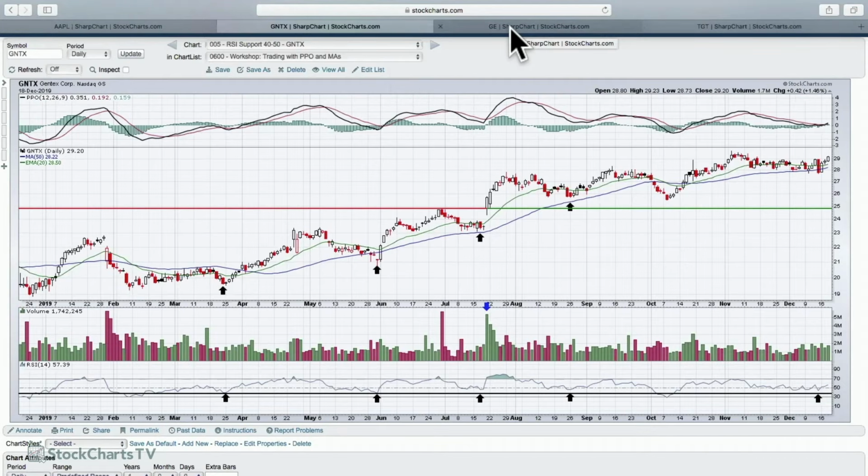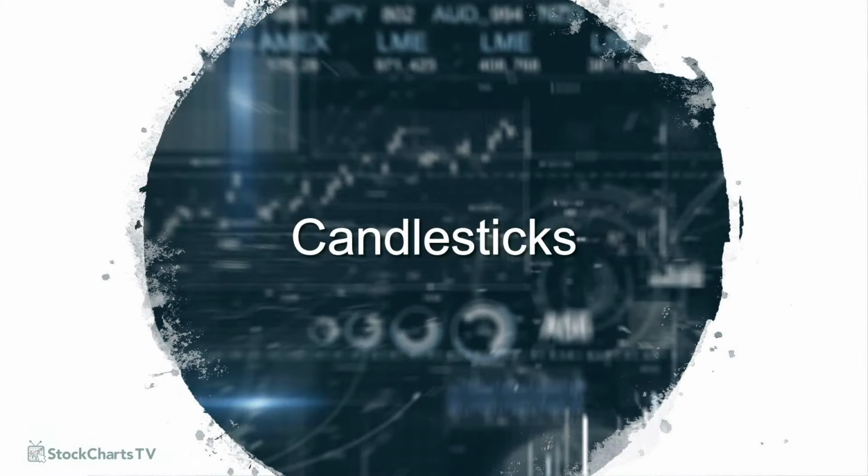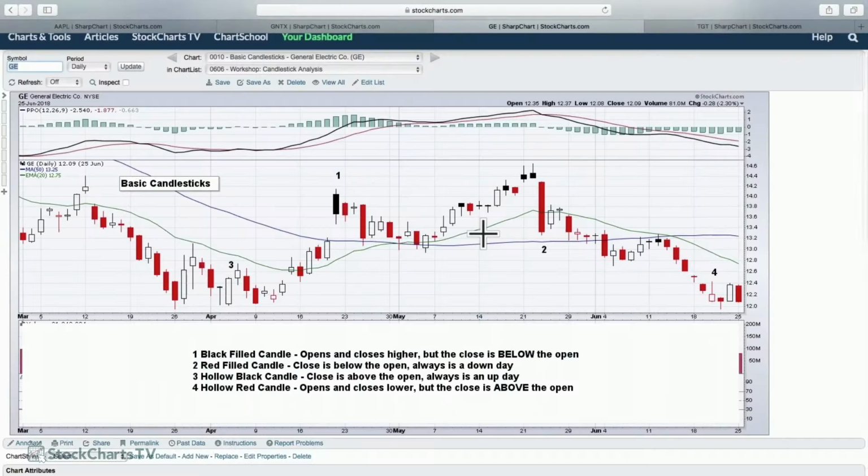Let's move on to candlesticks. For candlesticks, I'm just going to start with a basic candlestick. I couldn't trade without candlesticks. I have a lot of people I respect a lot, our fellow colleagues here at StockCharts, that use bar charts and so forth. I just can't do it. I see so much visually from candlesticks, and I've been doing this for many, many years.